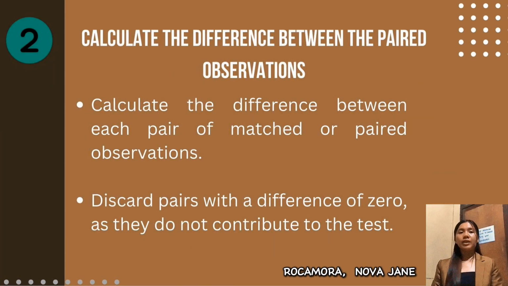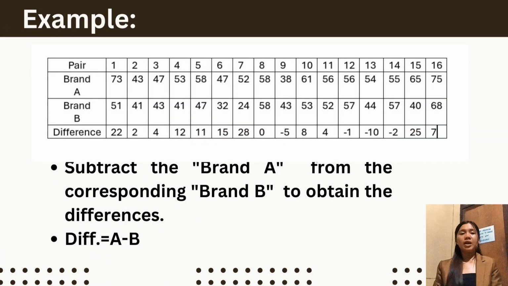Next step is to calculate the difference between paired observations. Calculate the differences between each pair of matched or paired observations. Discard pairs with a difference of 0 as they do not contribute to the test. So just like here sa atong example, gikuha lang nato ang difference of each paired observation by subtracting brand A from brand B.